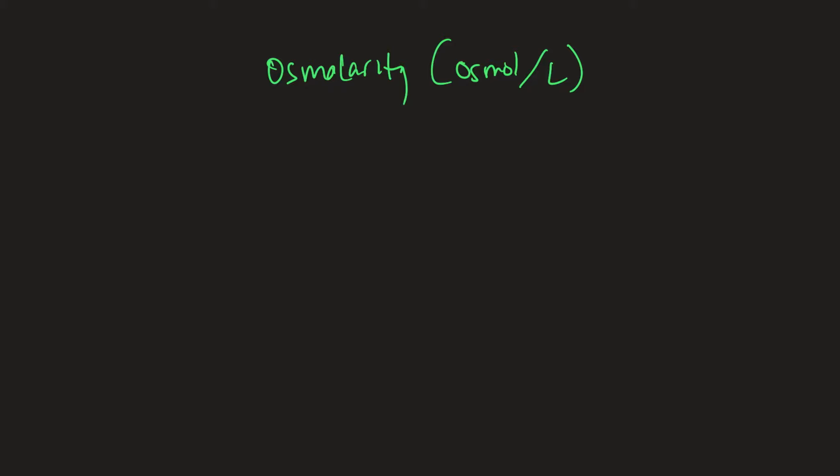Okay, now osmolarity is the moles of the particles divided by the liters of solution. To give you an example of how this works, if you have a 0.2 molarity concentration of glucose, this also equals 0.2 osmol per liter. So the osmolarity of glucose will also be 0.2 osmol per liter.